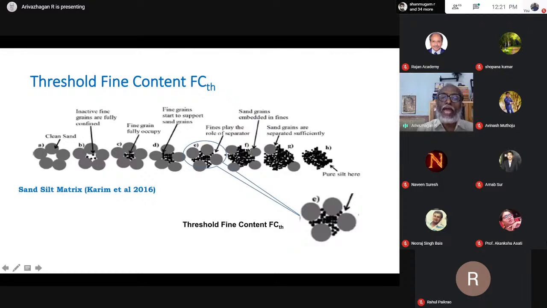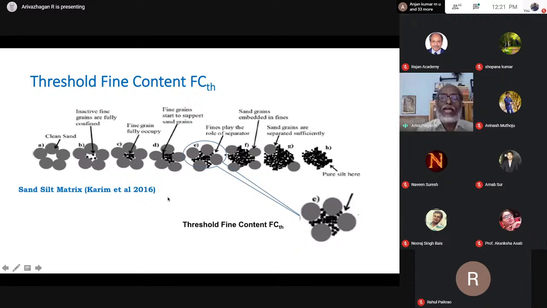Then the next one, I add further: sand grains embedded in fines. The behavior is totally changed. The coarse particles, the sand particles, are embedded here. Then sand grains are separated sufficiently. Here is pure silt. See here the transformation from sand to silt. So at some point there is a transition point, that is the threshold fine content.